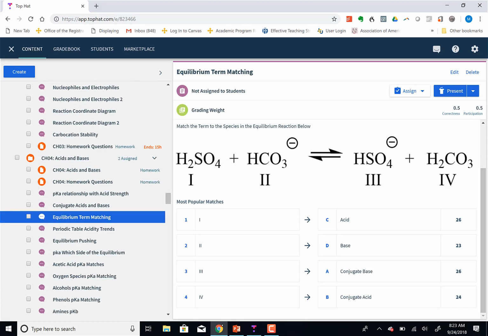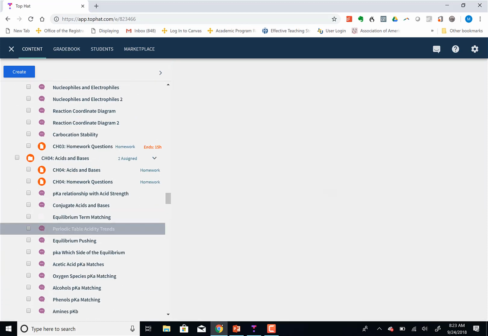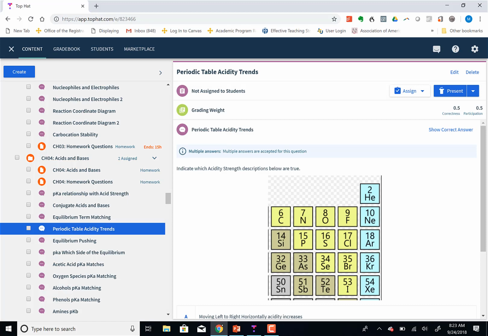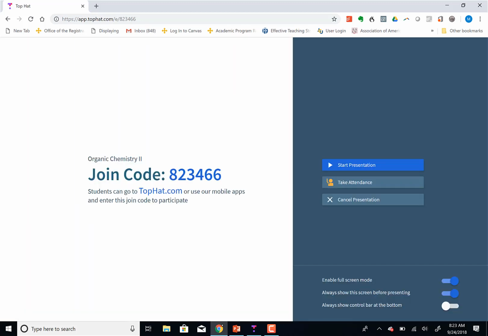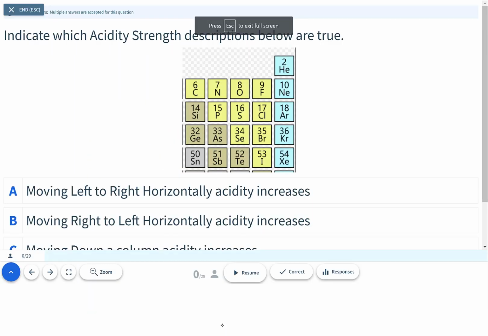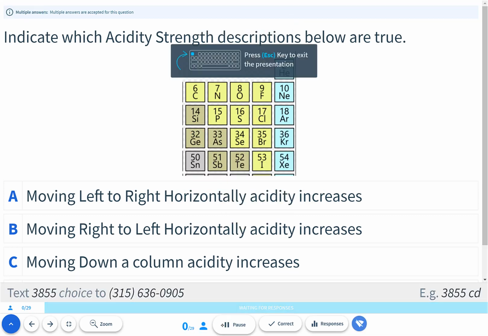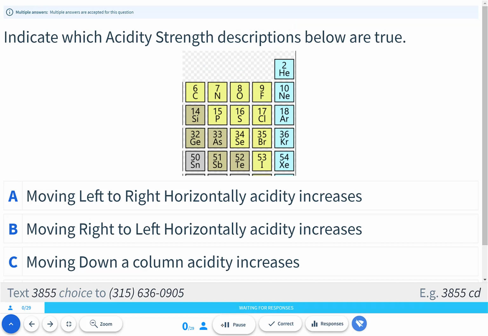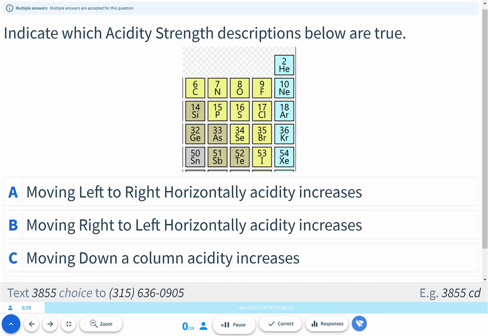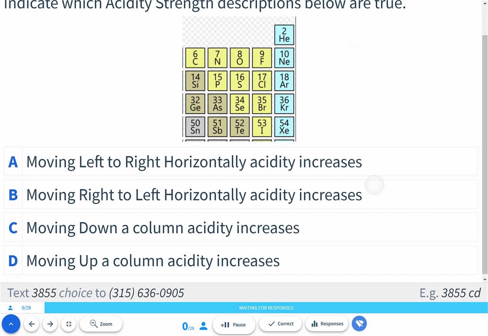Okay, periodic table acidity trends. So here is the periodic table. And which of the statements is true? And you can click all of the ones that are true.